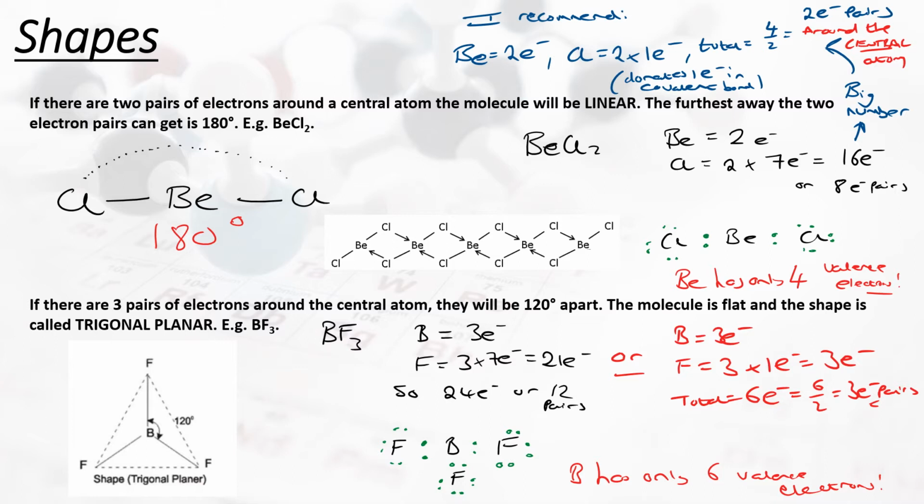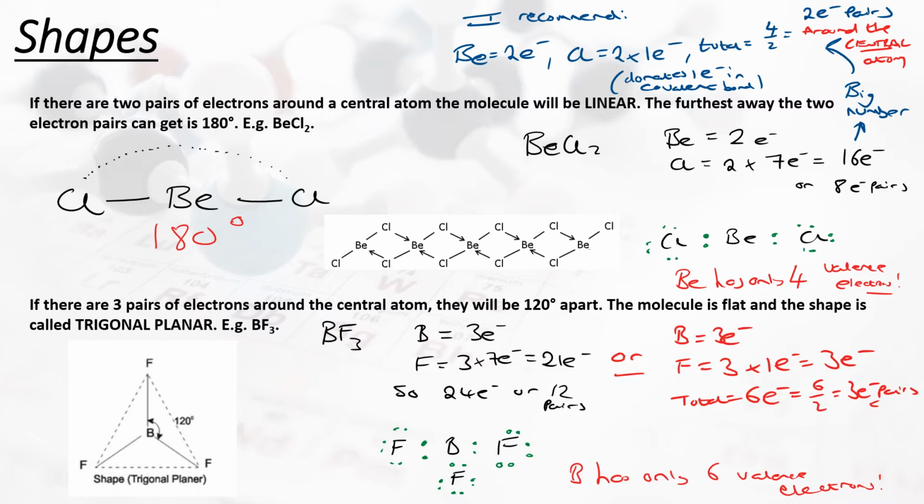So it doesn't actually exist really as this monomeric state, it exists as this kind of polymeric chain state. Now if there are 3 pairs of electrons around the central atom, think about a triangle having 360 degrees, divide it by 3. The angle between these bonds will be 120 degrees. So these electron pairs go 120 degrees apart, and the molecule is flat, it's planar, and the shape is called trigonal planar. Literally, it's based off a triangle, it's planar, so it's trigonal planar. And an example would be BF3.